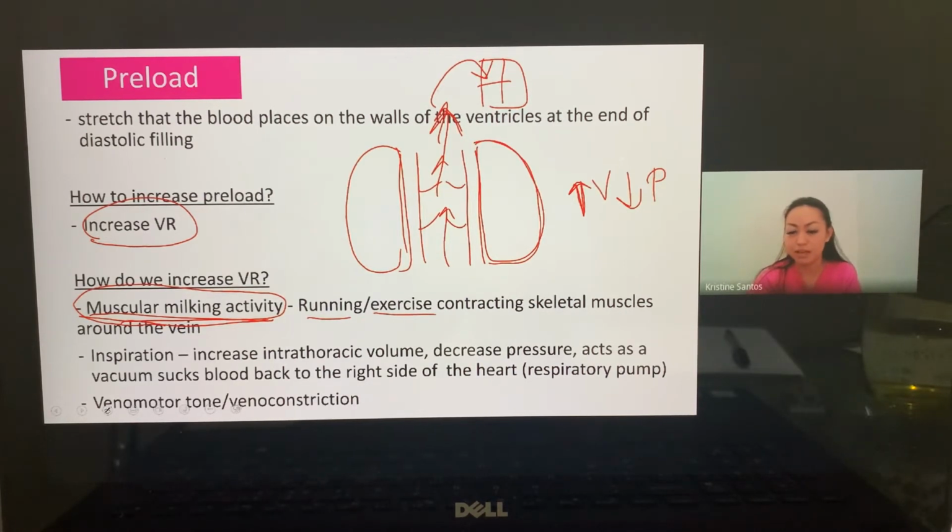Is that clear, guys, as to how we can increase our preload? Yeah, that's fine. Yeah? Okay.